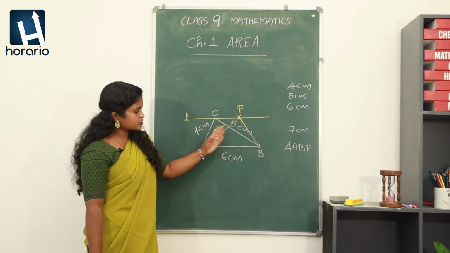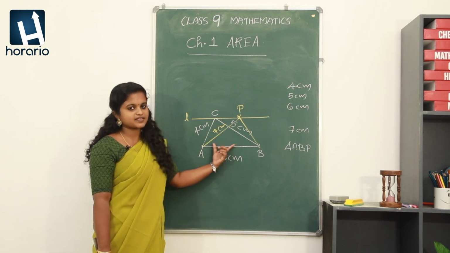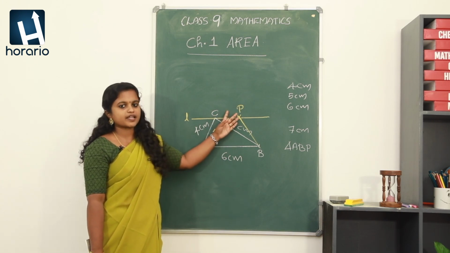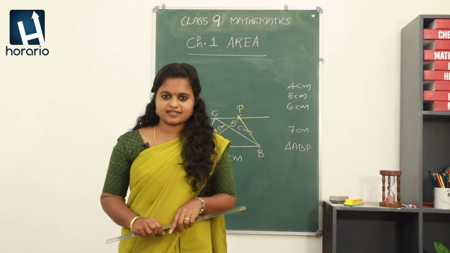Why do both triangles have the same area? Yes, because they have the same base and their third vertex lies on the line parallel to AB. So that problem was a little easy, right?